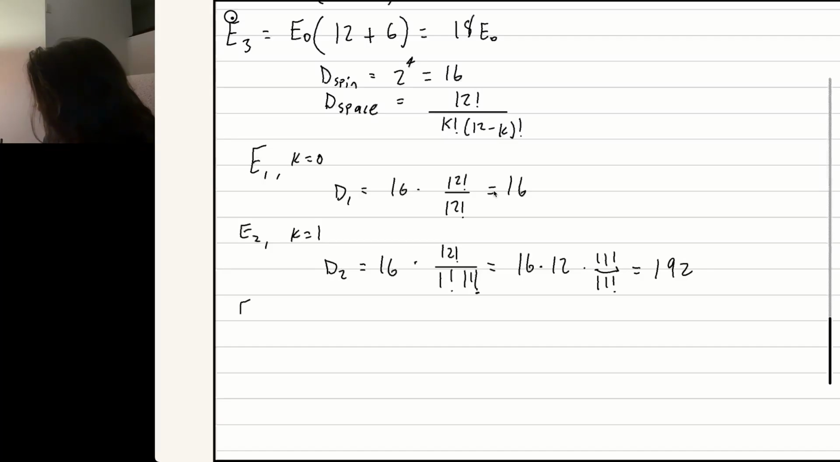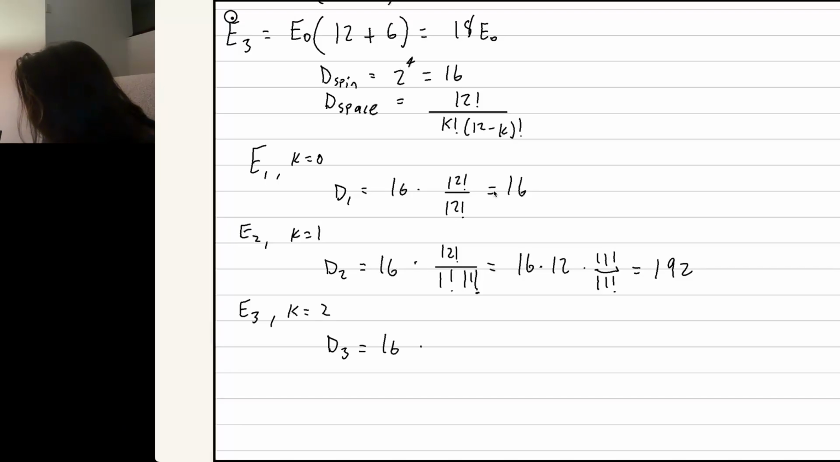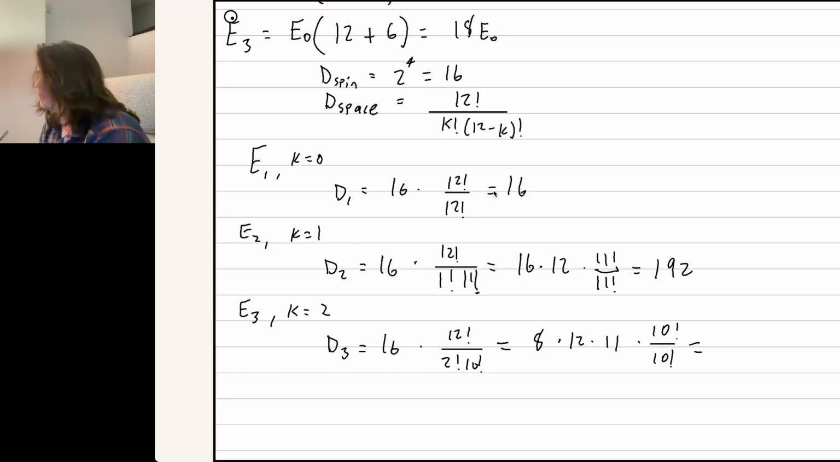Then the degeneracy for the third energy state, the second excited state, k is equal to 2. D3 is 16 times 12 factorial over 2 factorial times 10 factorial, which the 2 will cancel out 16, so you have 8. Then you have to factor out 12 and 11 times 10 over 10. So you're doing 12 times 88, which is 1056.